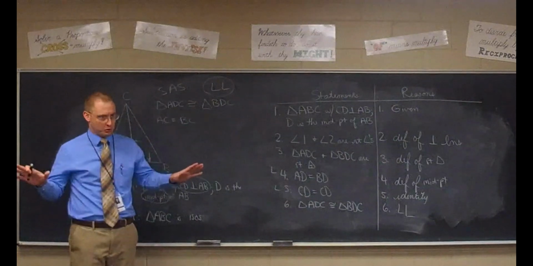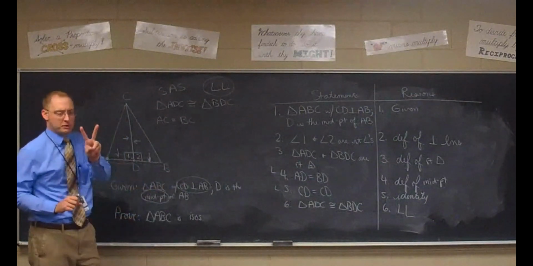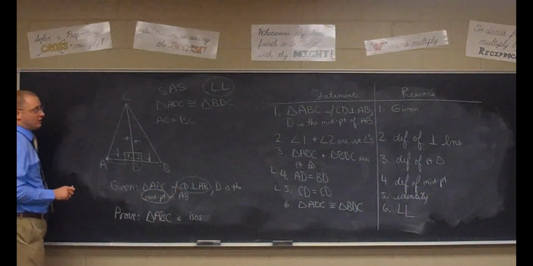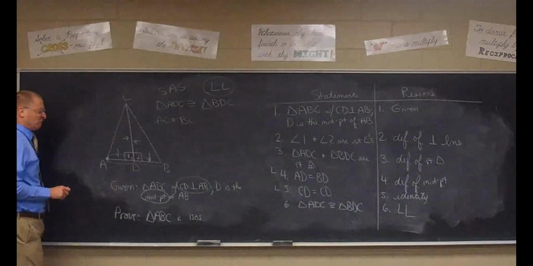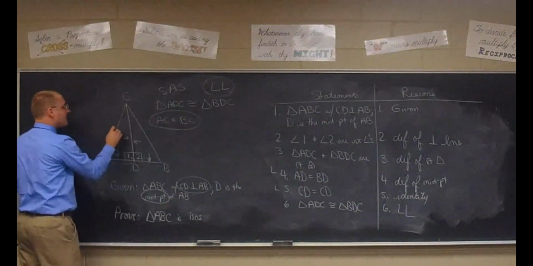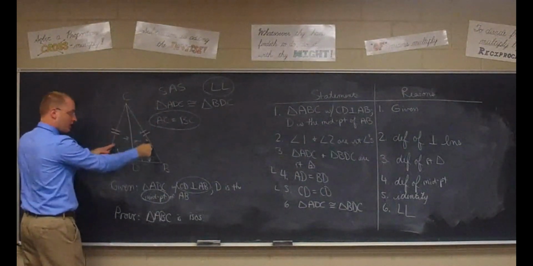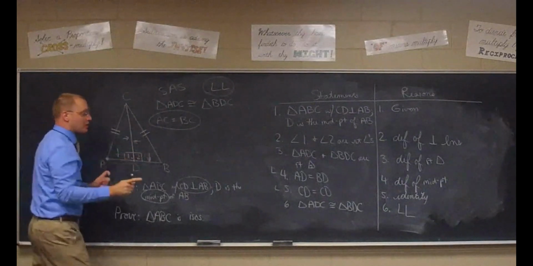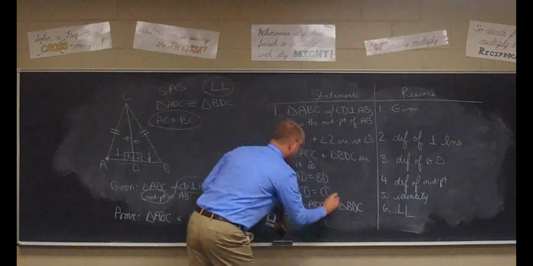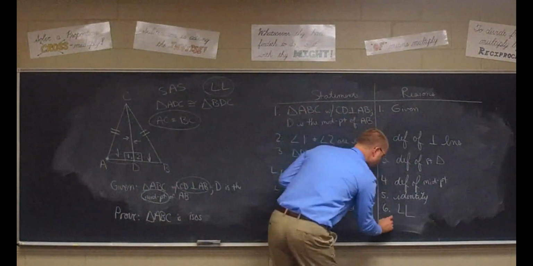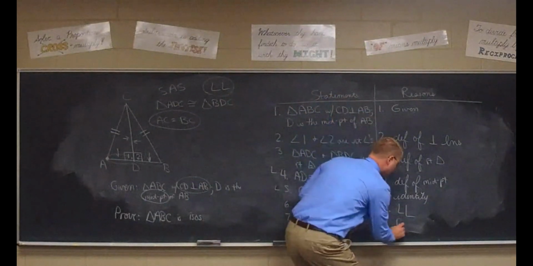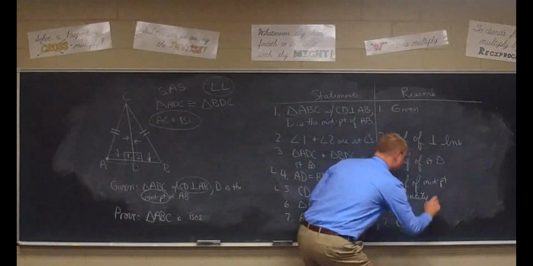Now, I don't care about all their corresponding parts. I'm going to care about two corresponding parts in particular, Audrey. AC and BC. I want these two corresponding parts to be equal to each other. How do I know that those two corresponding parts of the congruent triangles are equal, Audrey? Yeah, that's what corresponding parts are. Corresponding parts of congruent triangles are equal, CPCTE.